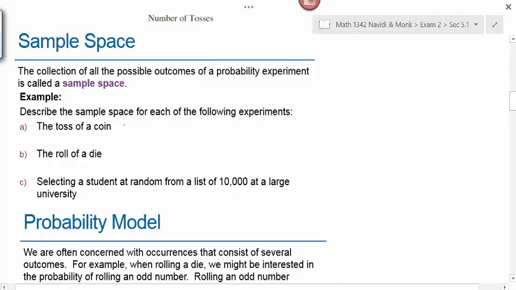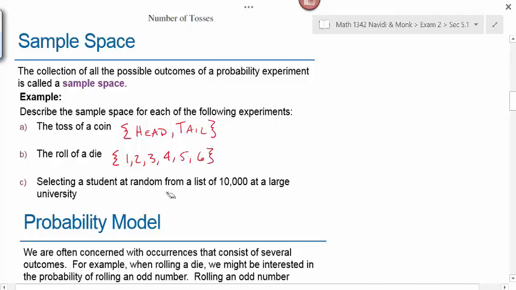We've already done the first one, the toss of a coin. Our sample space will be 1 head, 1 tail. If you're rolling a die, die is just singular of dice. Dice is more than 1, die is just 1. How many numbers are there on a die? 6. So our sample space would consist of the numbers 1, 2, 3, 4, 5, 6. Our sample space is all of the numbers.